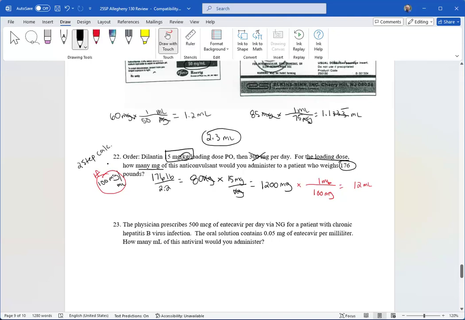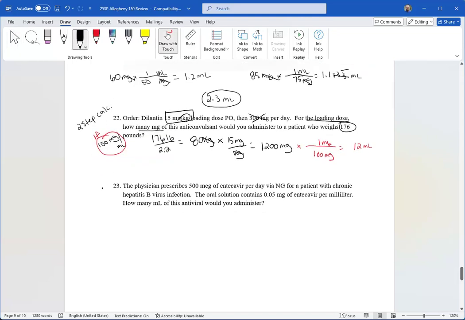Let's look at this next one here. In this one, we have a couple pieces of information. We have 500 micrograms listed. We have 0.05 per milliliter listed, and we want to know how many milliliters of this medication to administer. So what do we do?